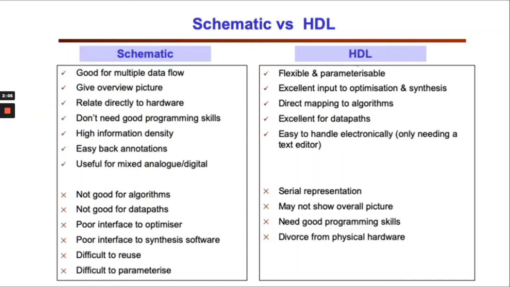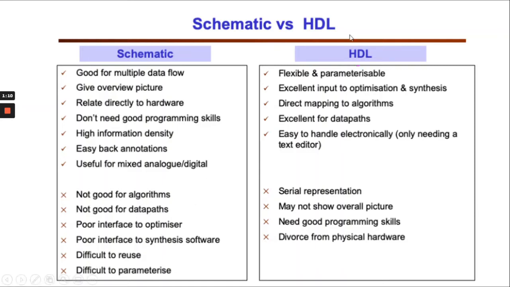It really relates to the real hardware, and you don't really need programming skills. You just need to drag and drop and do the connections. It has high information density, it's easy for naming and everything, and it's useful for mixed analog and digital signals because you can see the circuit combination, right? But the disadvantage of using schematic is that it's not good for algorithms, because it's hard to design algorithms using gates. It's also not good for data paths, it's going to be really complicated, and there is poor interface to optimize, and it is difficult to use. So these are the disadvantages of schematic design.